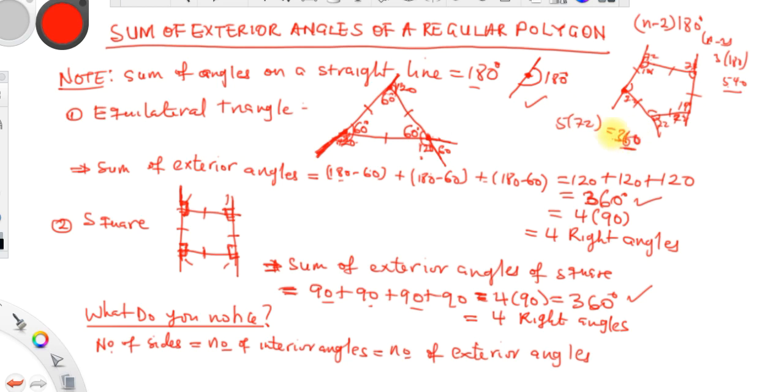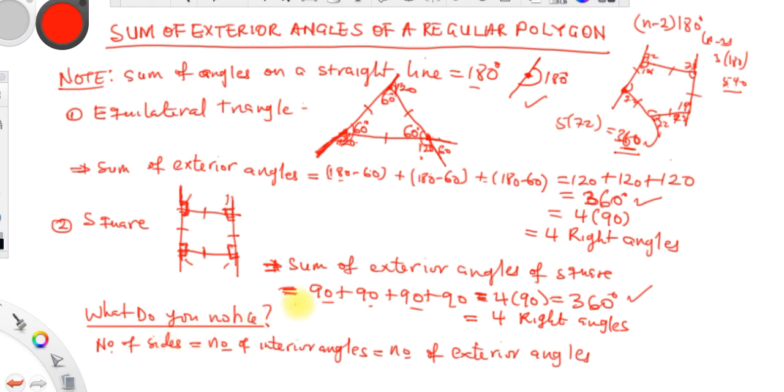So guys, what do you notice? We deduce that irrespective of the number of sides of the polygon, the sum of the exterior angles will give you 360 degrees. When we took the equilateral triangle, the sum of the exterior angles was 360 degrees. When we took the square, we got 360 degrees. Now with the pentagon with 5 sides, we are getting 360. So in general, every n-sided polygon has the sum of exterior angles equal to 360 degrees.